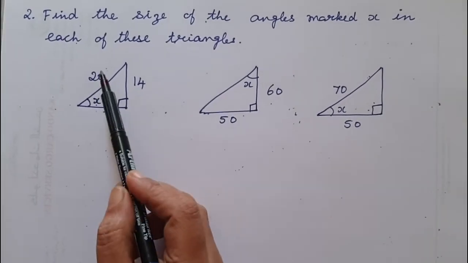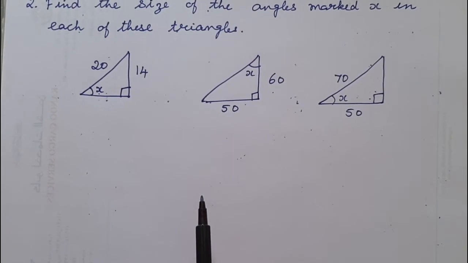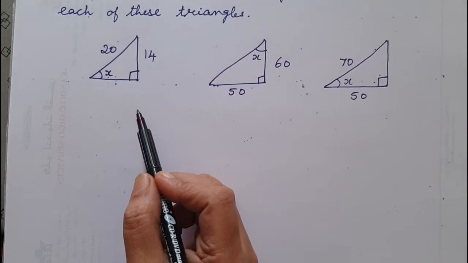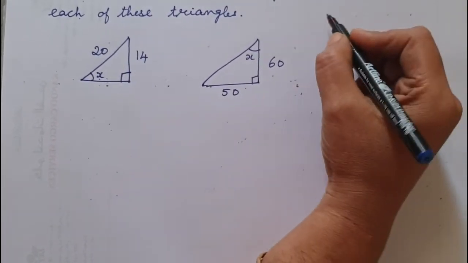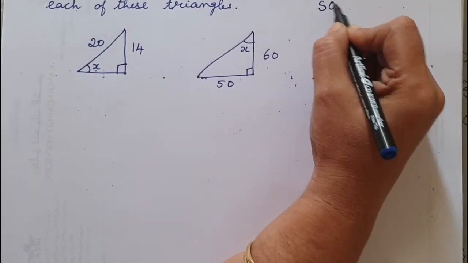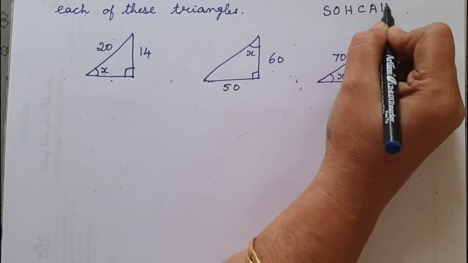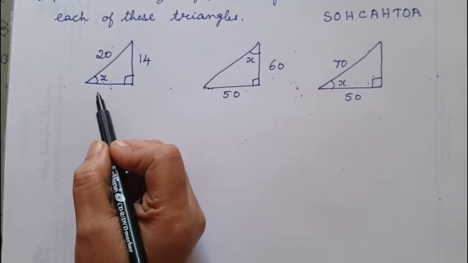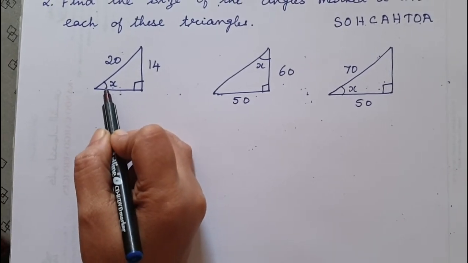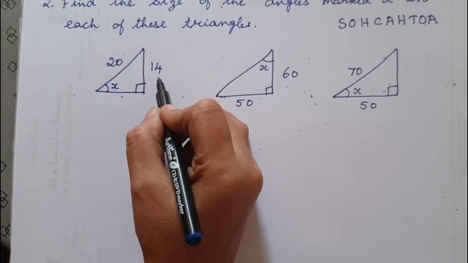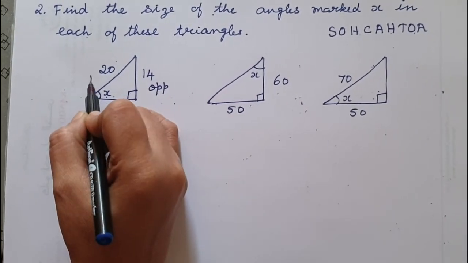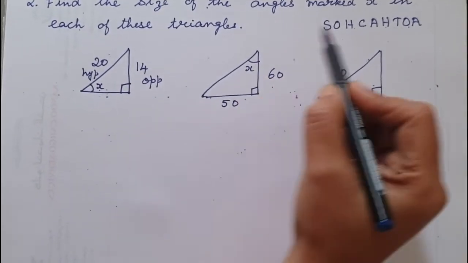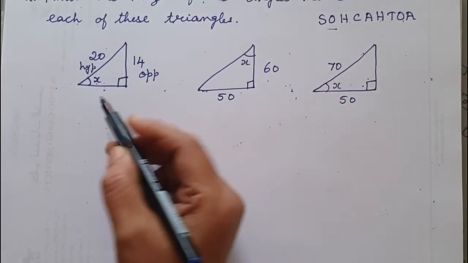Now the second question: find the size of the angles marked x in each of these triangles. Here we are going to use the trigonometric ratios to find the measure of the angles. As usual we write out SOHCAHTOA, which makes it easier to do. Now let us check which sides are given. This is the angle which we need to find. Opposite to it is the opposite side, and this is opposite to 90, so it is the hypotenuse. So we need to go with opposite and hypotenuse, so it will be sine.